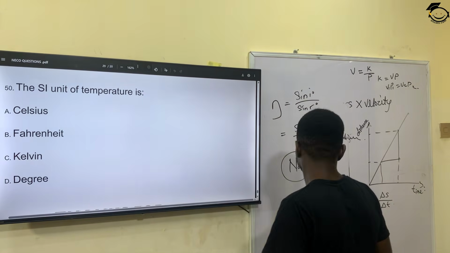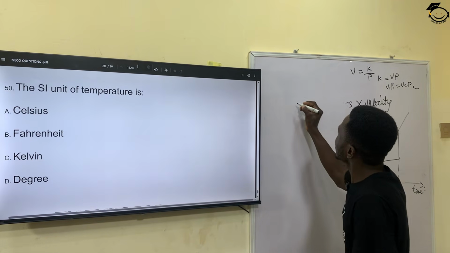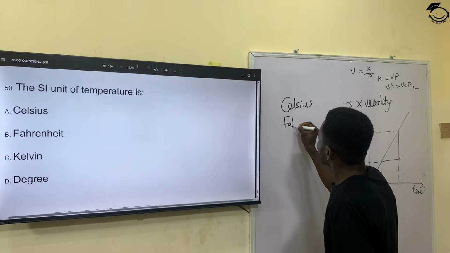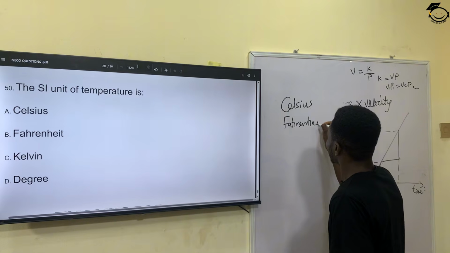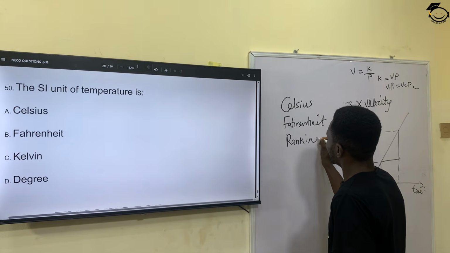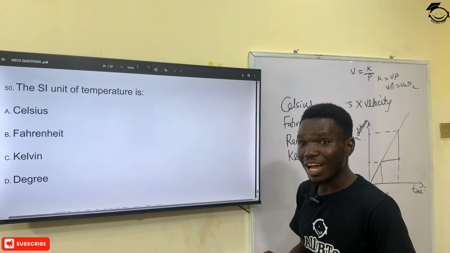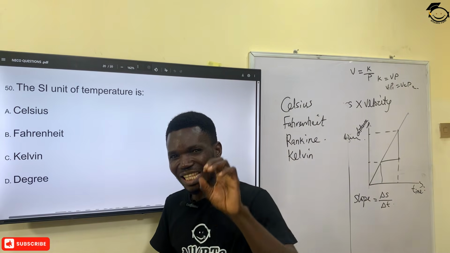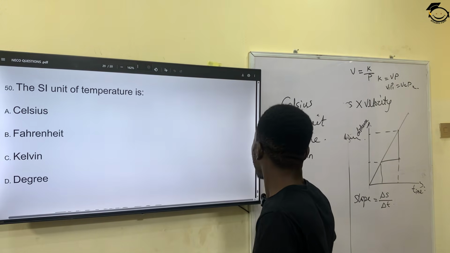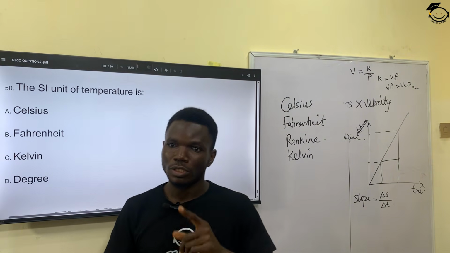For example, we have scales of temperature such as the Celsius scale, the Fahrenheit scale, the Rankine scale, and finally, we have the Kelvin scale. The Kelvin scale is considered the standard international unit of temperature. Despite the fact that we have other scales of temperature, this is the generally accepted scale of temperature.